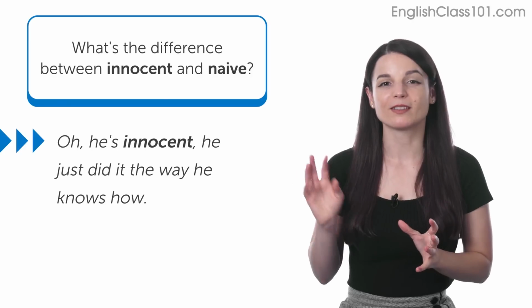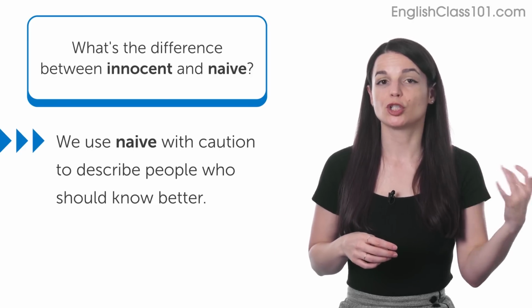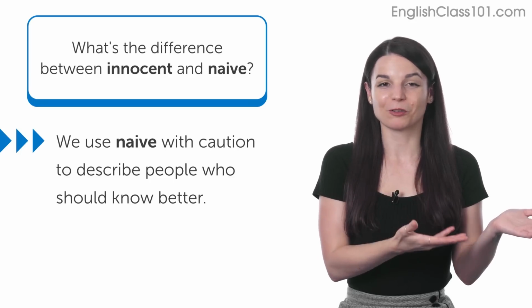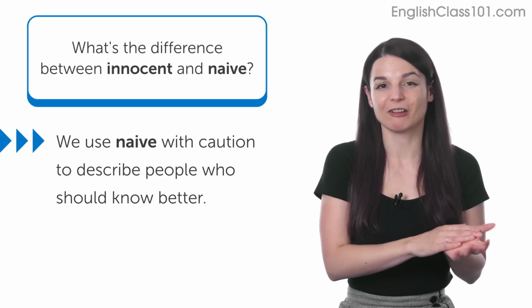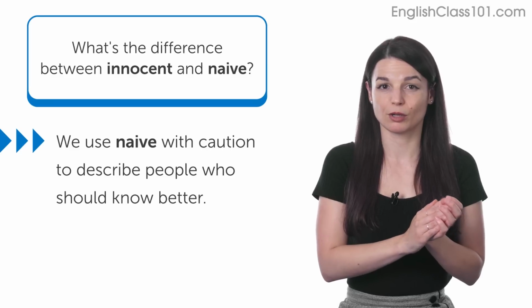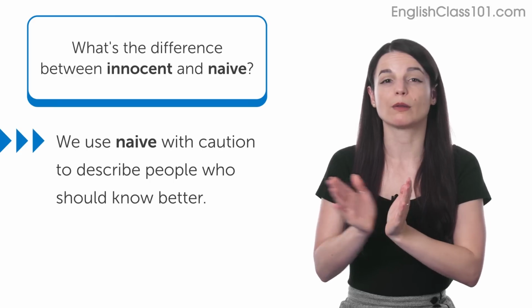So this is how we use innocent, and we use naive as well, as I said before, to describe people who should be able to know the way the world works, or should have a little bit of knowledge or information, but don't. As I said before, we typically don't use this word when we're saying this to someone directly. We typically use it to talk about someone else.